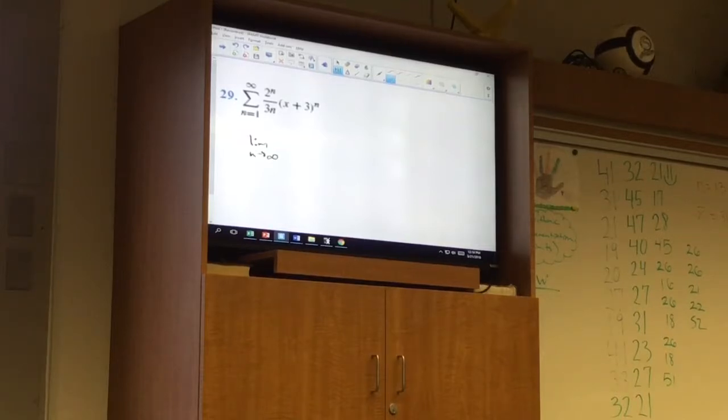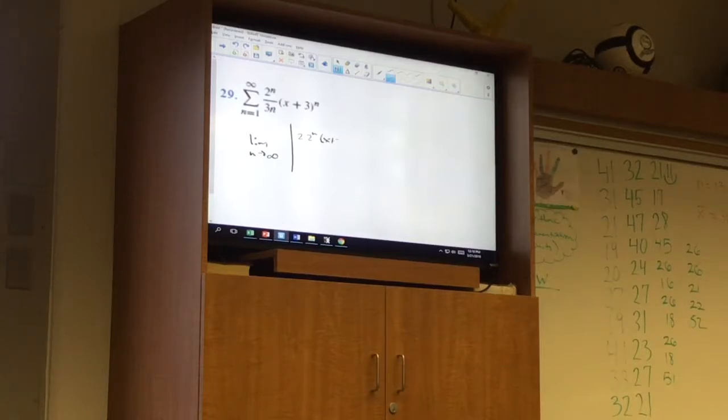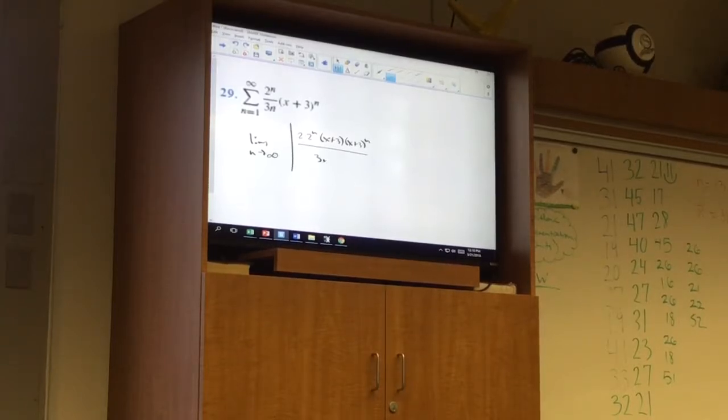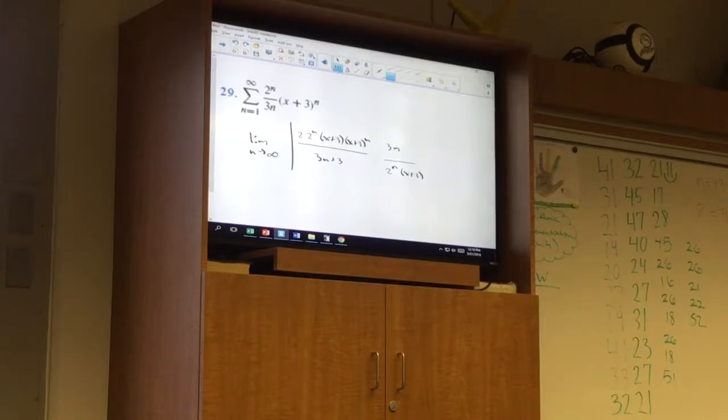The ratio test. So here we have 2 times 2 to the n times (x plus 3) to the n plus 1, over 3n plus 3, times 3n over 2 to the n times (x plus 3) to the n. And that has to be less than 1. Does everybody see where this is coming from?